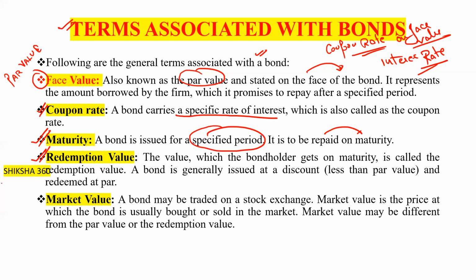Next is the redemption value. The next point we have to understand is the redemption value. Redemption value is the value which the bond holder gets on maturity.